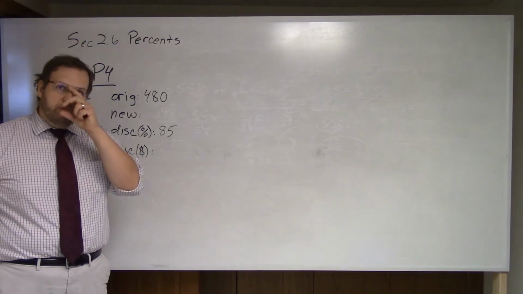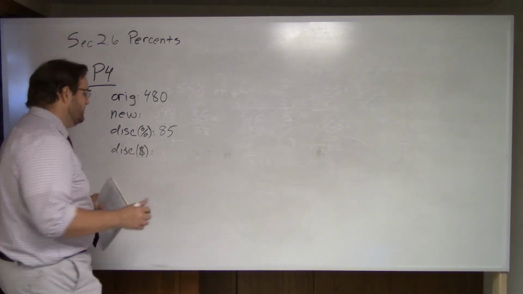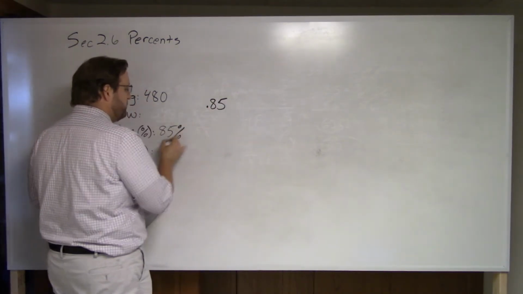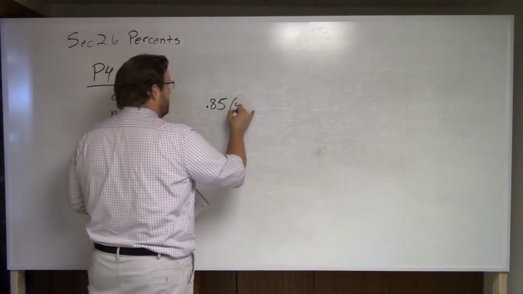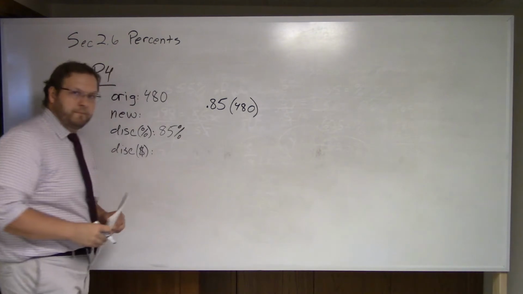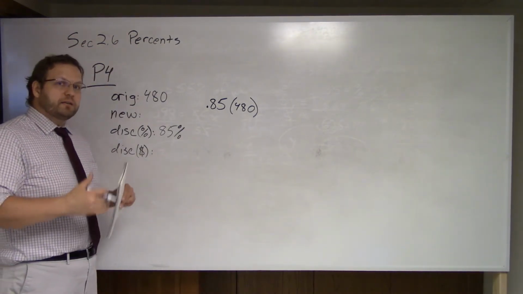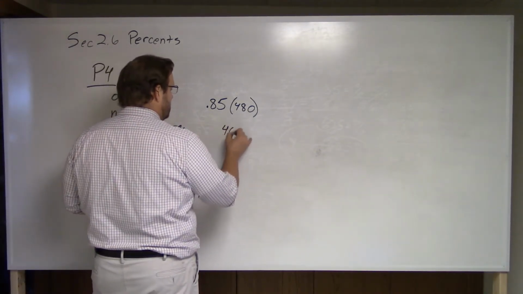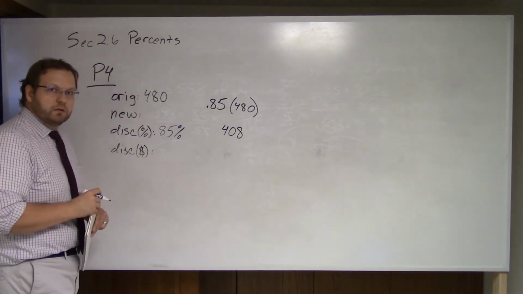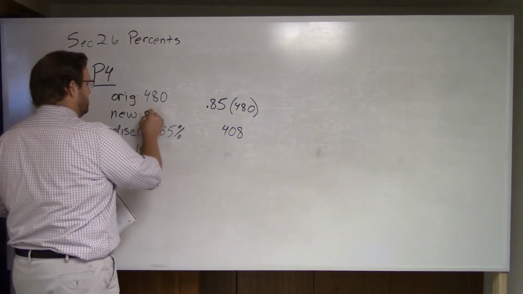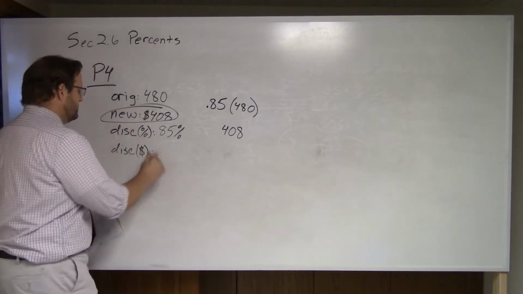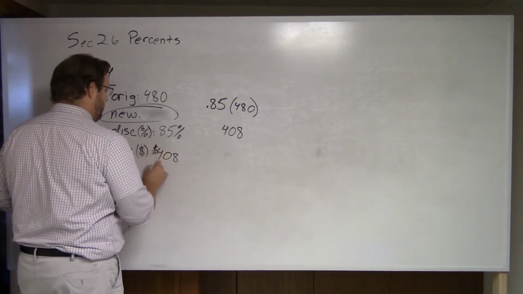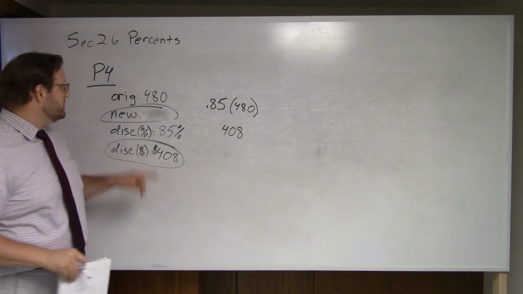Notice I use that word of. Of means to multiply. So I am going to find the discount by taking 0.85, since it was 85%, times 480. I am saving 85% of 480. So when I do that multiplication, I get 408. So the dollar amount I'm saving, that's the discount, is $408. That's your discounted amount.